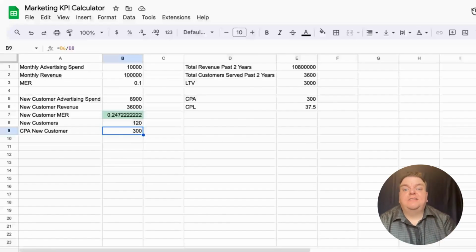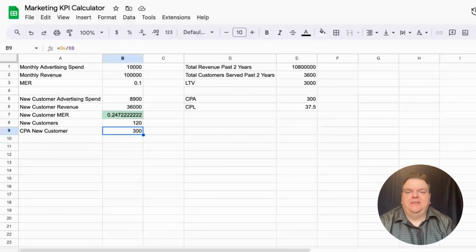All right, let's take a look at this mock sheet and go over a couple of numbers on how we are going to calculate some of these marketing KPIs. So the first thing we're going to look at is MER. That's going to be your total advertising spend divided by the total revenue you generated over the course of a month. In this case, the numbers show $10,000 were spent and $100,000 were earned. So in this case, our MER is 0.1 or 10%, or 10 to 1.